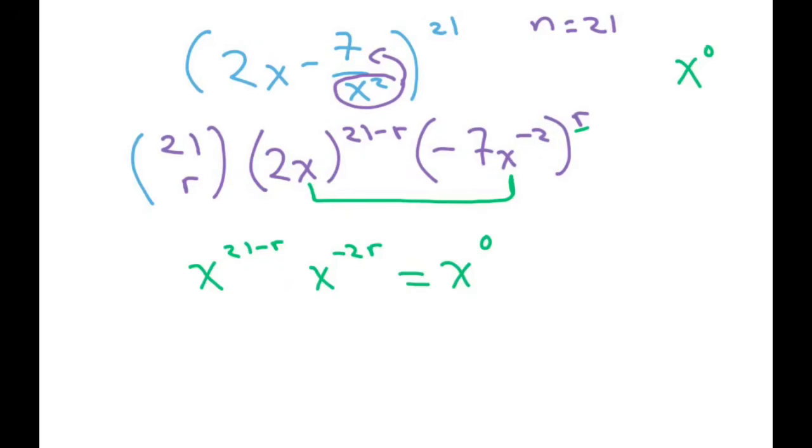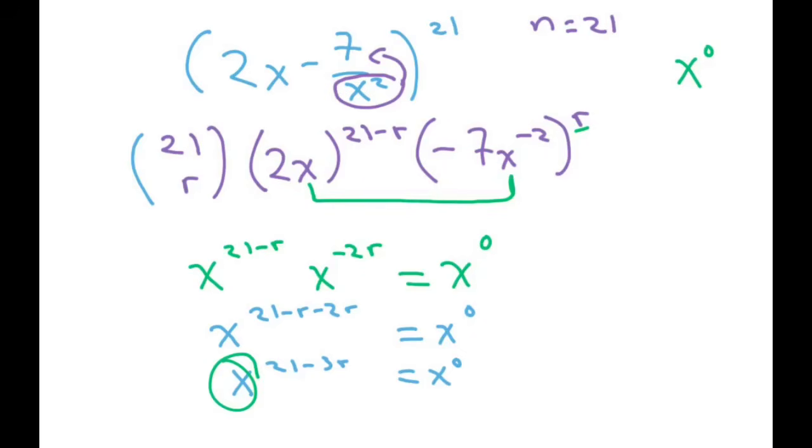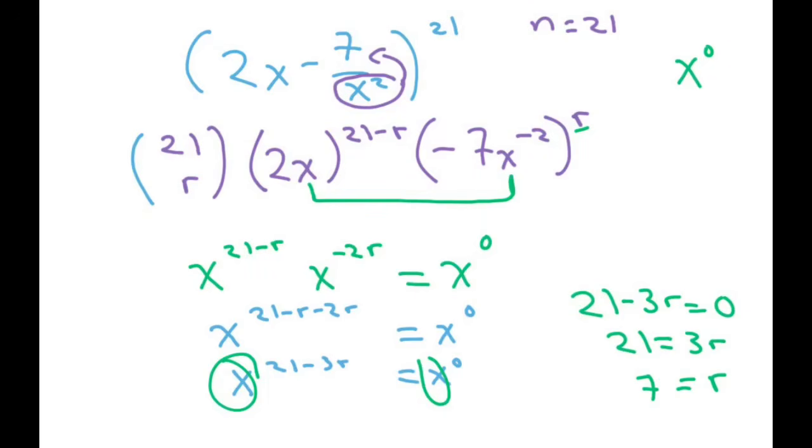Now I'm going to use my product property and combine this. This would be x to the 21 minus r minus 2r equals x to the 0. So I have x to the 21 minus 3r equals x to the 0. And since my bases match, I can just set 21 minus 3r equals 0 and solve for r. So r equals 7.